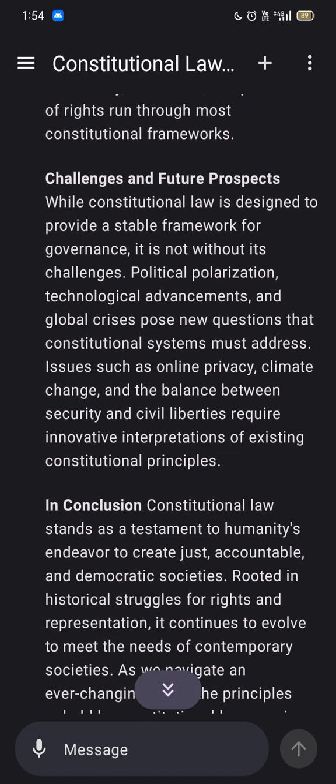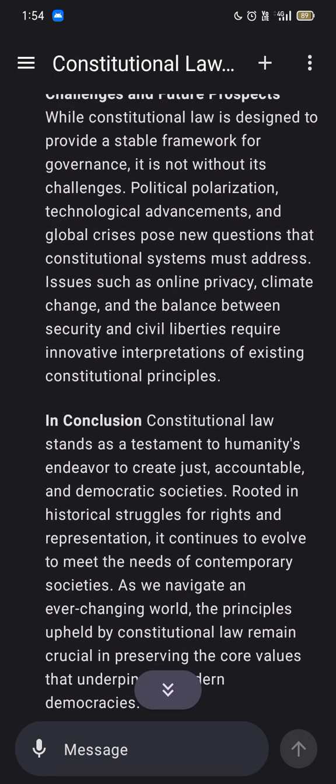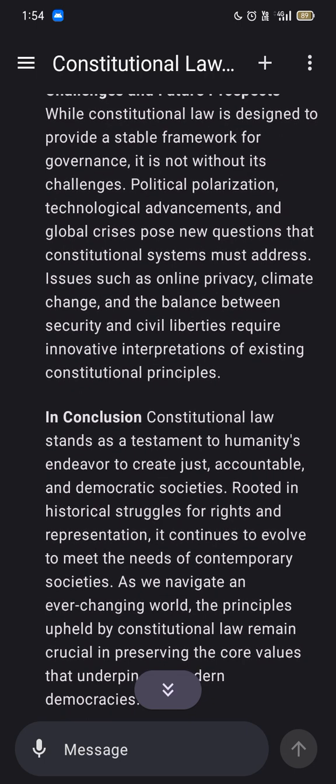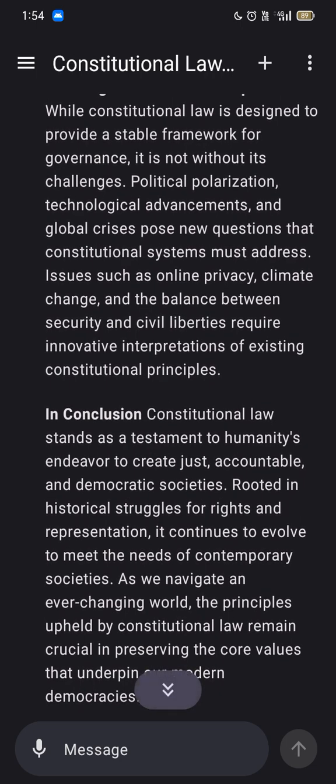Challenges and future prospects. While constitutional law is designed to provide a stable framework of governance, it is not without its challenges. Political polarization, technological advancement, and global crises pose new questions that constitutional systems must address. Issues such as online privacy, climate change, and the balance between security and civil liberties require innovative interpretation of existing constitutional principles.